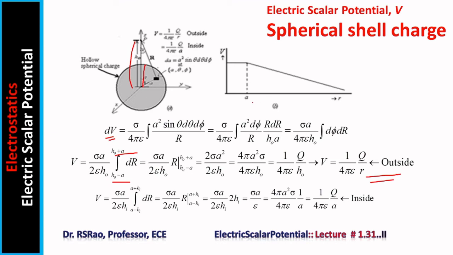Now, when the point is inside, the limits are a minus h_i to a plus h_i. Here it is h naught minus a to h naught plus a, whereas it is a minus h_i to a plus h_i when the point is inside.